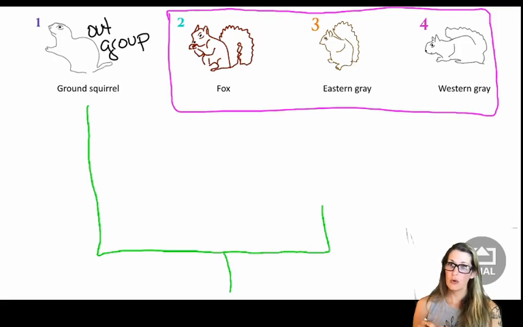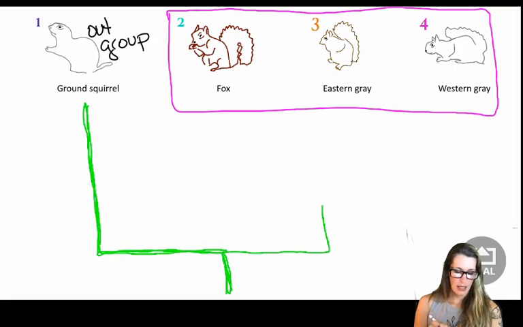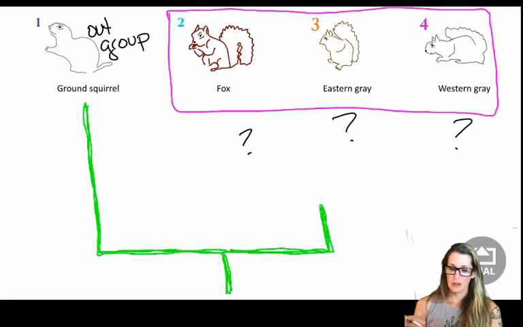So we know that we have a root, we have a lineage that leads to the ground squirrel, and then we have a lineage that leads to our 3 squirrels of interest, our fox squirrel, our eastern gray squirrel, and our western gray squirrel. What we're not sure about yet is where each of these are going to, quote unquote, sit in that branching pattern. So what is that pattern going to look like among these 3 species of interest? How do we do that?